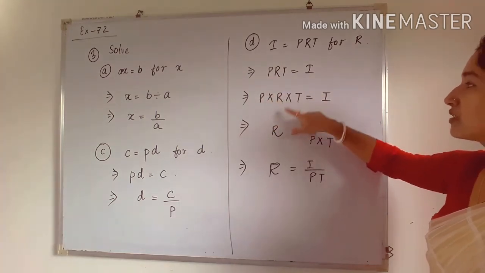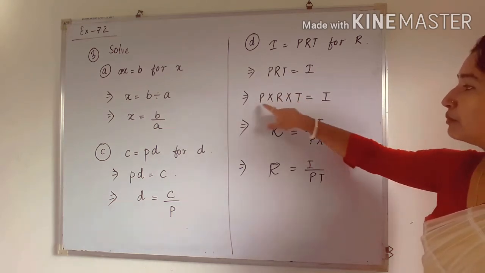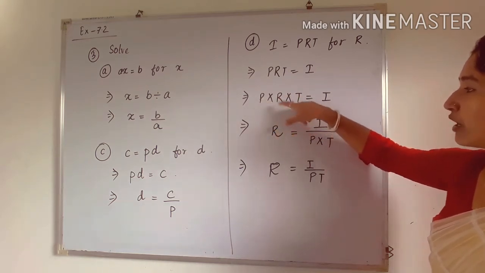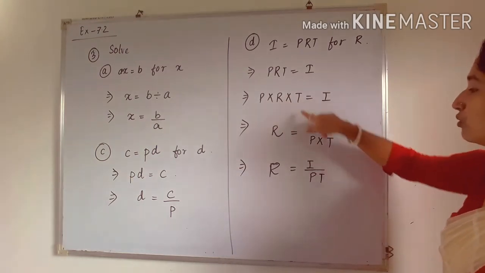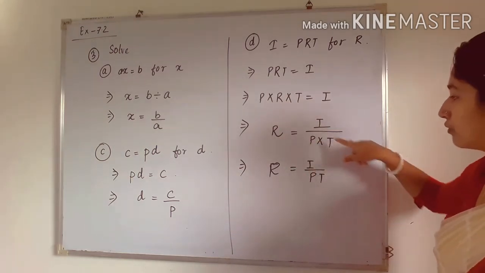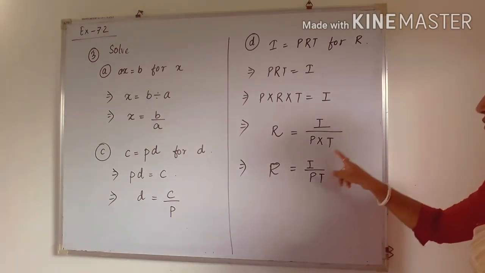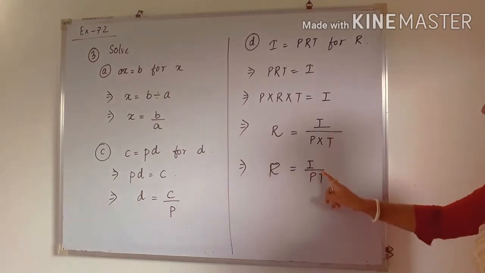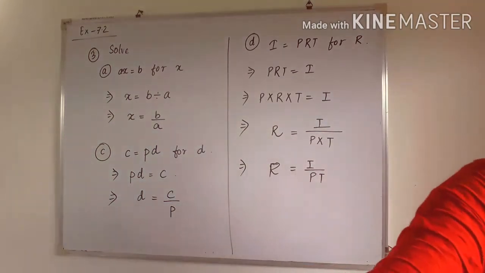Okay. So next we have to transfer P and T to that side. So T and P both are multiplied here. So when we transpose to that side, it will get divided. So P into T will get divided. Okay. So I divided by P into T. Also we can write it as R is equal to I by PT. That is the final solution.